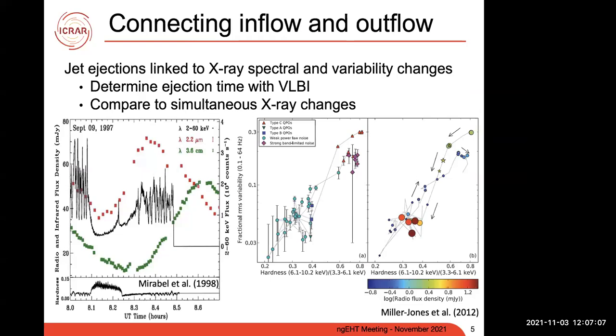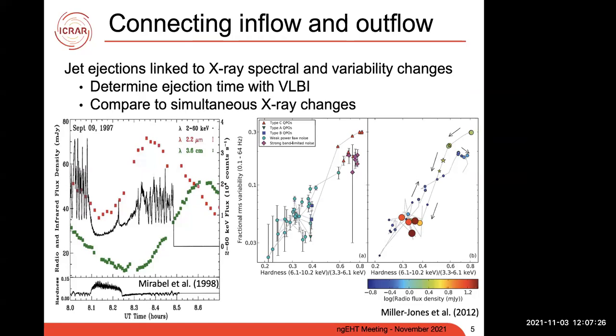So the aim here to determine the link between accretion and ejection is to look at what's happening in the accretion flow at the point when these jets are actually launched. And that tells us how do these jets get ejected, what's going on to launch and accelerate them.